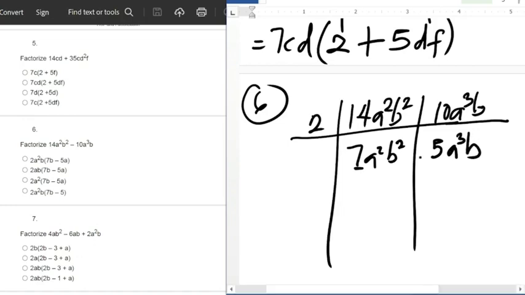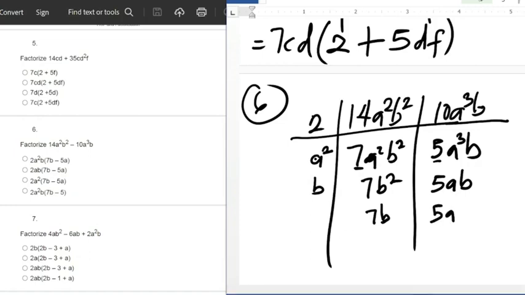There's nothing that can go in the numbers again. But a can go. This is a squared, and this is a cubed, so a squared can go in both of them. This remains 7b squared, then this remains 5ab. We have taken 2 out of 3, and it remains 1. What can go again is b. So that is 7b, then 5a.